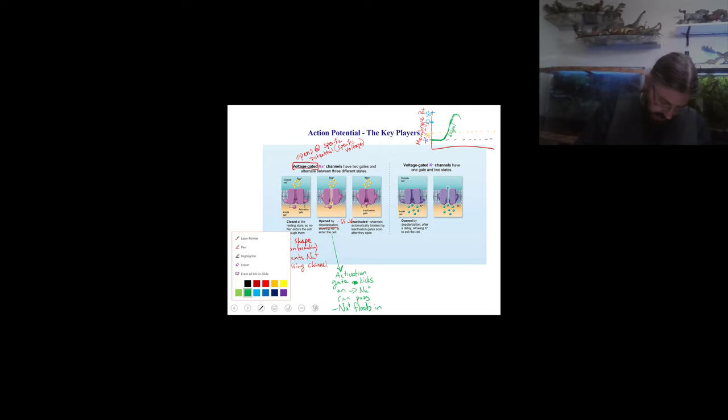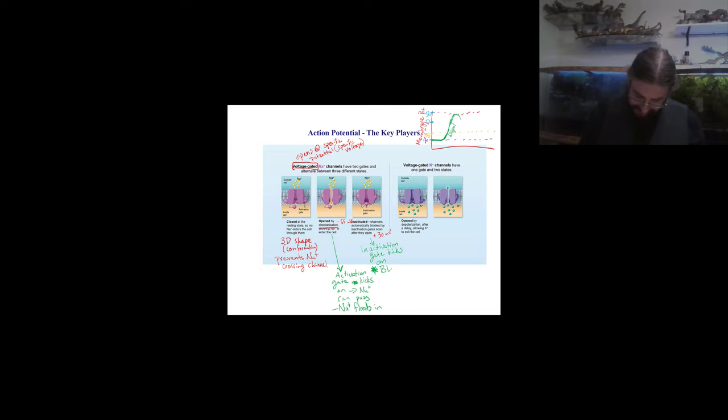So, what does this threshold do, you ask? Why, that's pretty easy. This voltage gate, positive 30, kicks on the inactivation gate. So, at positive 30 millivolts, the inactivation gate kicks on. And it straight blocks the sodium channel. This is an important note.